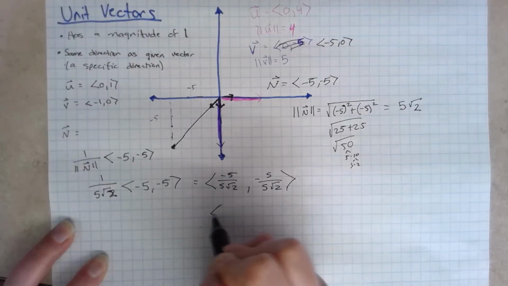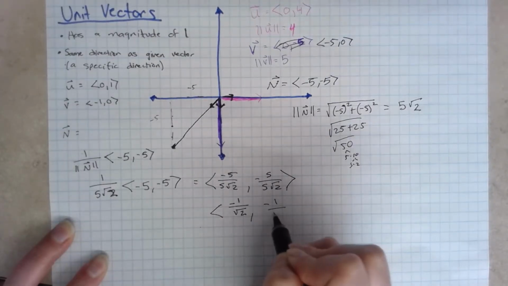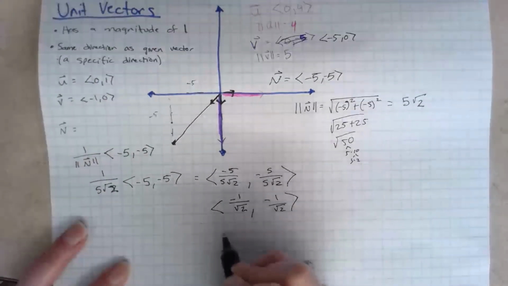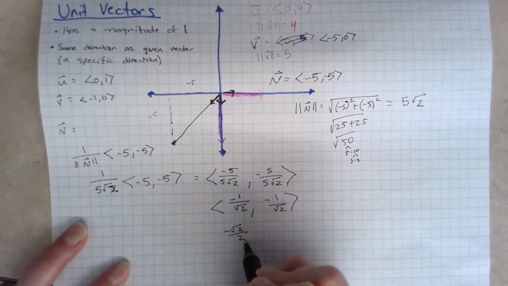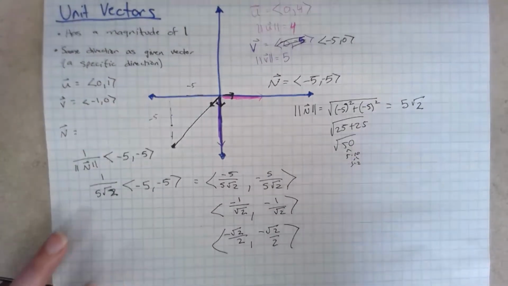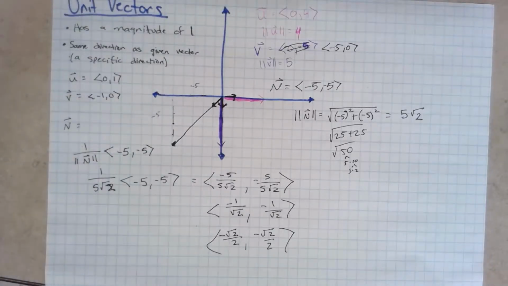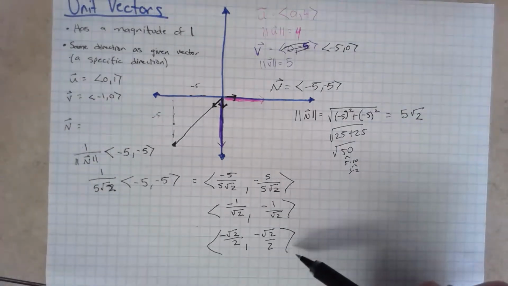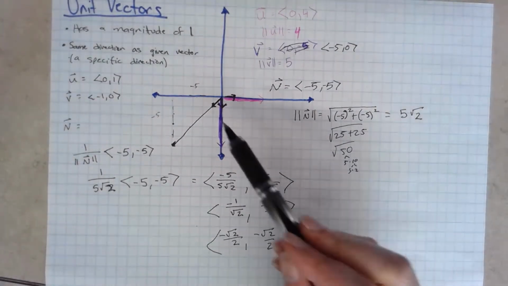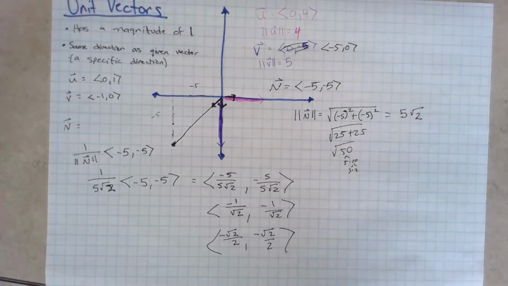So my unit vector is negative 5 over 5 square root 2, negative 5 over 5 square root 2. Simplify that a bit. That'd be negative 1 over square root 2, negative 1 over square root 2. Rationalize: negative square root 2 over 2, negative square root 2 over 2. So my unit vector for n is negative square root 2 over 2, negative square root 2 over 2. If I wanted to, I can graph that and verify that it's in the same direction. It's a little tricky to graph.